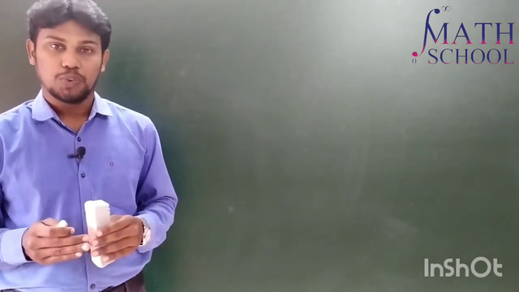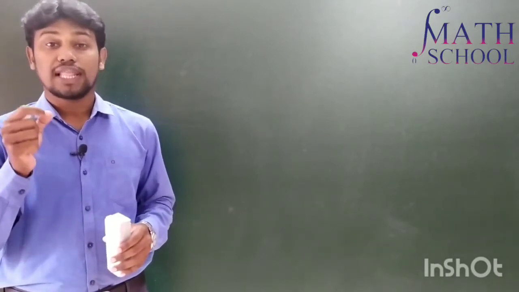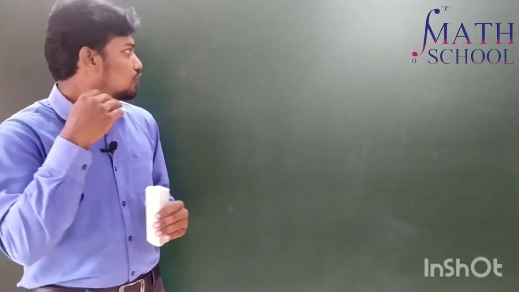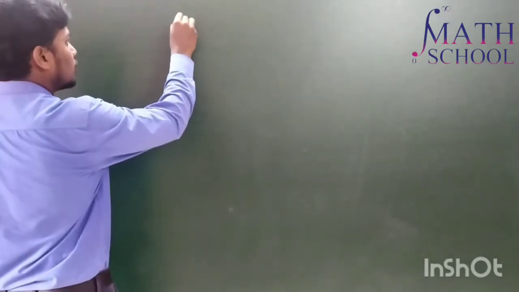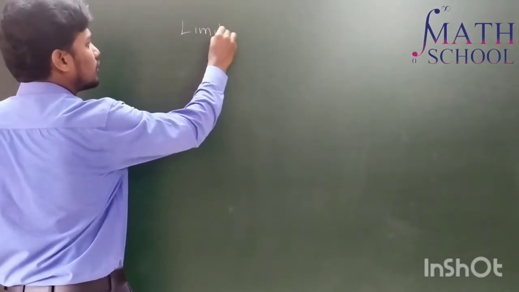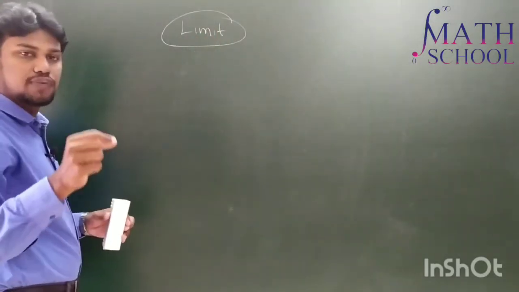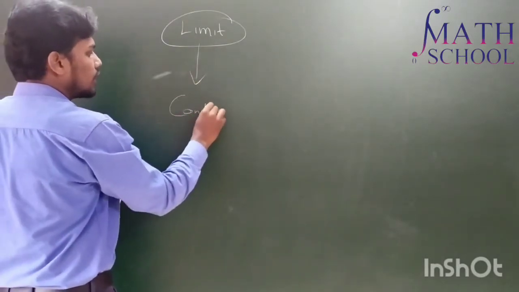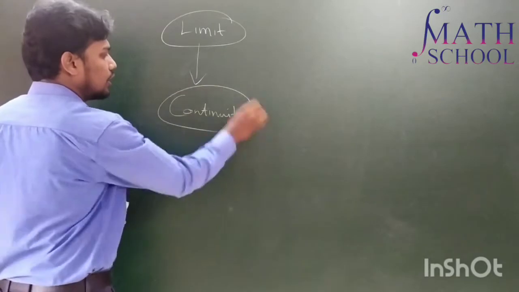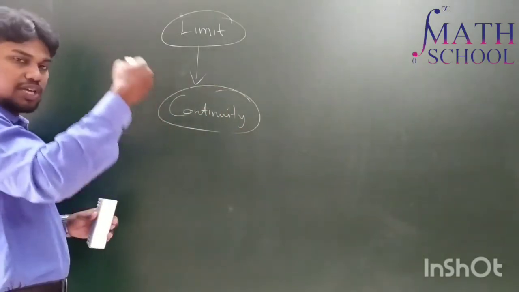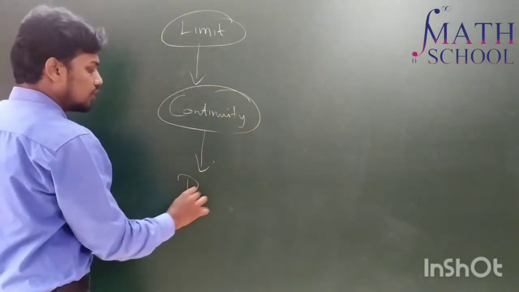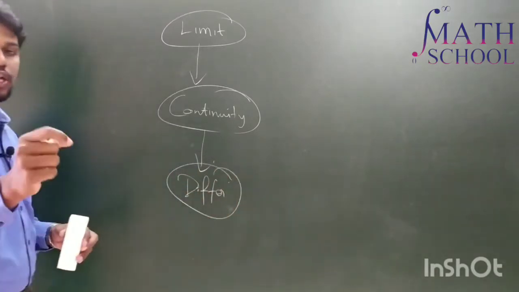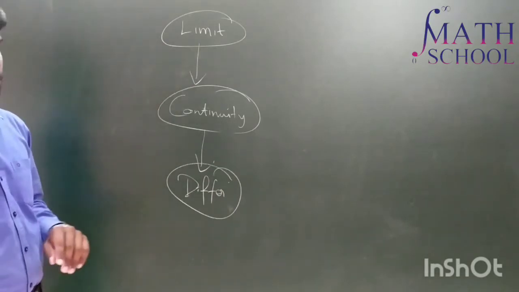In our last video, we have seen what is called limit of a function at a given point. So let me tell you first the flow of the topic. We know what a function is first of all, then we see the limit of a function at a given point. Then from this we move to continuity of a function at a given point. From continuity we will move to differentiability of a function at a point. So this is the flow of the topic.